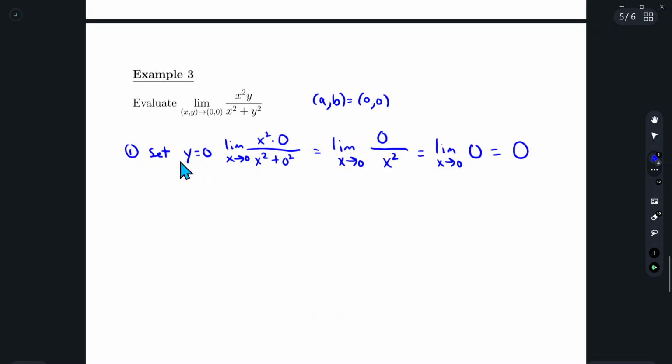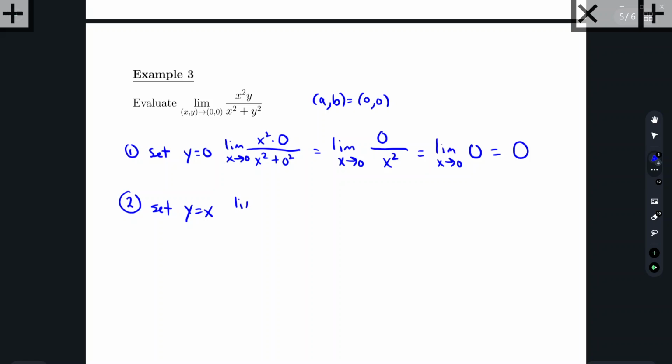To save some time, I'm not going to do every single calculation, but you can imagine if I try x equals 0, what does it look like? It'll be 0 on top, and then 0 plus y squared on the bottom. So overall, it will be 0 over y squared, and then 0 divided by anything will give you 0 again, right? So I'm skipping that calculation, but I've just quickly described it there. So that's also going to give you a value of 0. So now let's try to set y equals x.